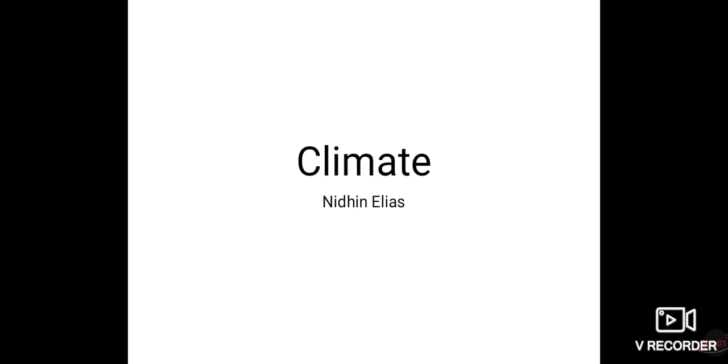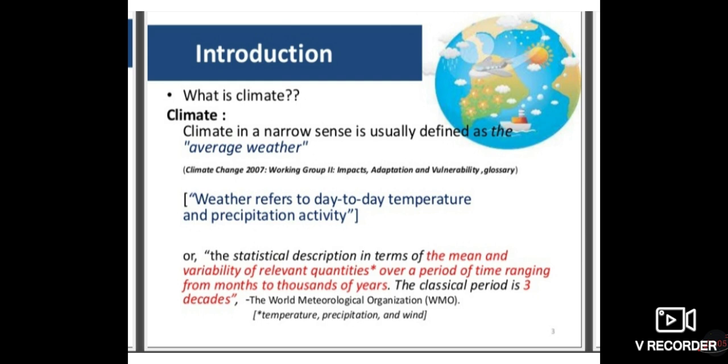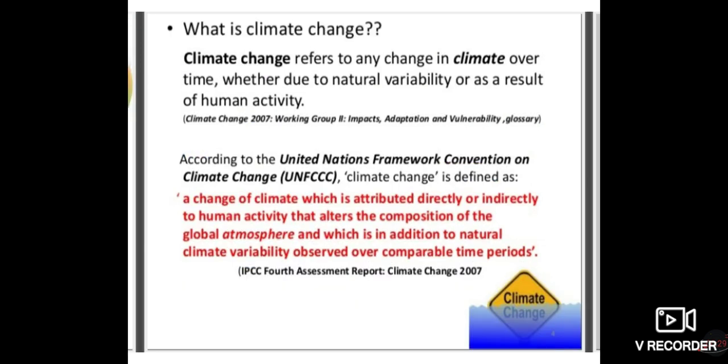Today we are going to discuss climate. What is climate? Climate, in a narrow sense, is usually defined as the average weather. It is the mean and variability of relevant quantities over a period of time ranging from months to thousands of years. That is the climate. What is climate change?